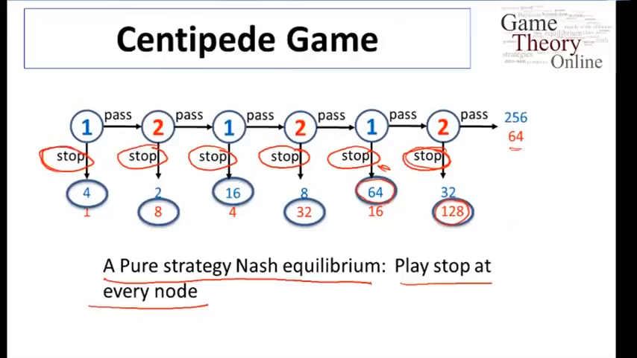And in particular, player 1 stopping here is a best response because they anticipate that player 2 is going to stop if they get to move at the second point. Player 2's stopping at this point is a best response. Actually, they never get to move, so it doesn't really matter what they do in the specification of a Nash equilibrium. So in terms of their best response, stopping is a best response given that player 1 stops at the first move. So if we're looking for a pure strategy Nash equilibrium, one of them is to play stop at every node.